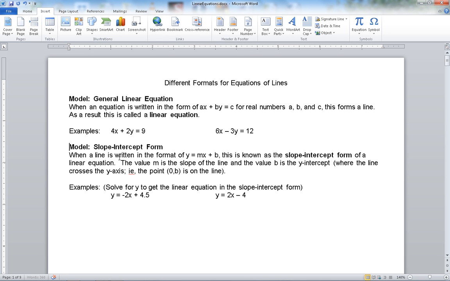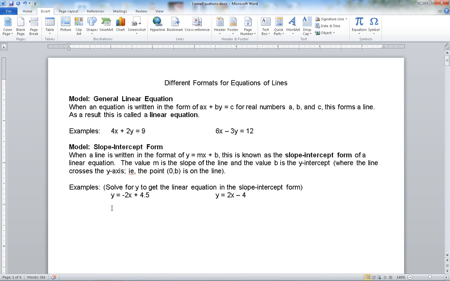Now, when a model is written in what's called slope-intercept form, then it's written where y equals m, the slope, times x plus b, where b is the y-intercept. So this is the slope-intercept form of a line. Again, the value of m is the slope of the line, and the value b is the y-intercept. And you will recall that the y-intercept is just where the line crosses the y-axis. It is also the point (0, b) because the x value is 0 when the line crosses the y-axis at location b.